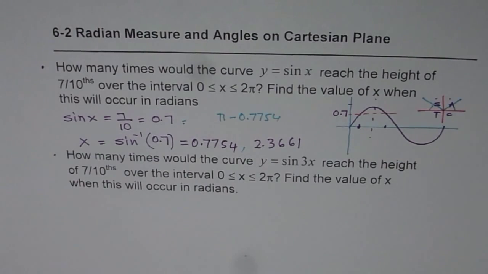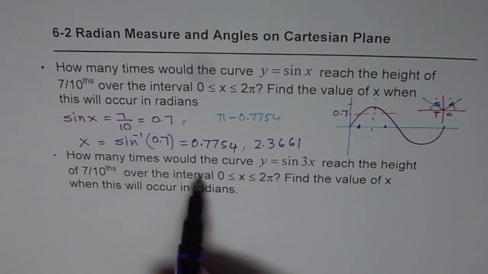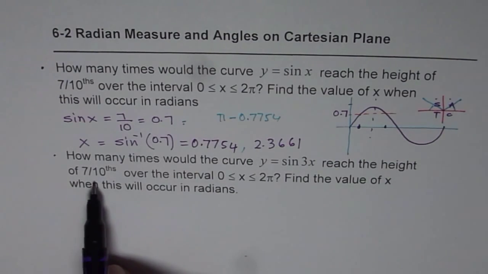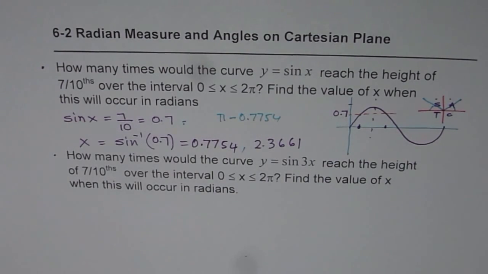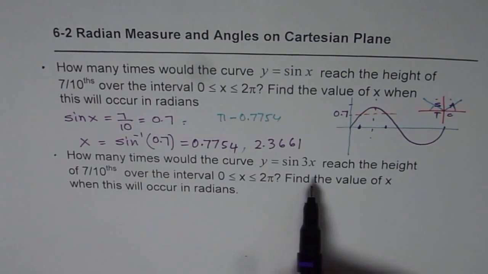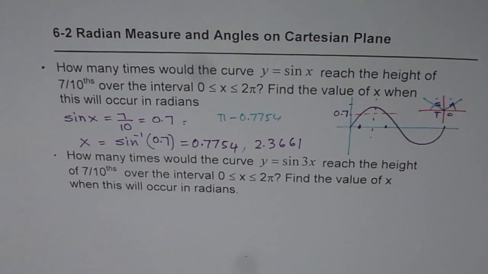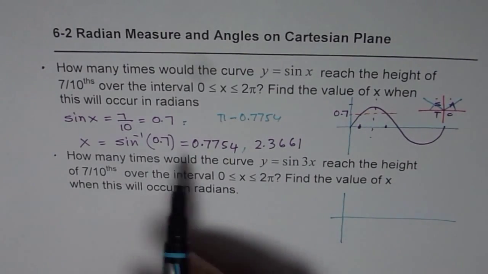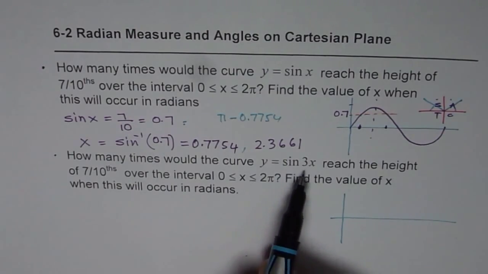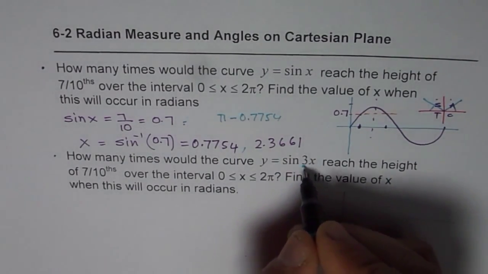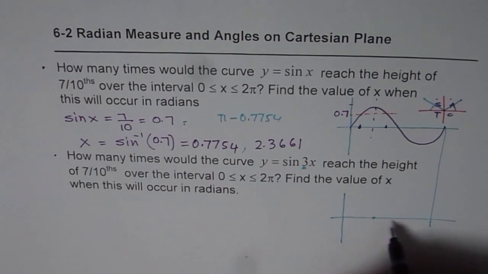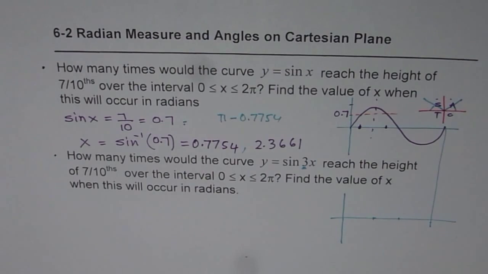Now the question is, how many times would the curve y equals sin 3x reach the height of 7/10 over this interval? So the interval is the same for us, but the function is now different. The function is sin 3x. What does this mean? It really means that the k value is 3. So within this period of 2 pi, we will have 3 sine waves. Do you understand? We'll have 3 sine waves, not just one.